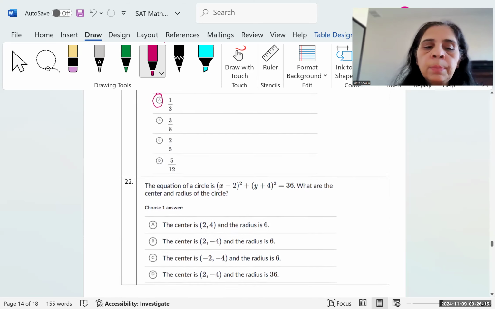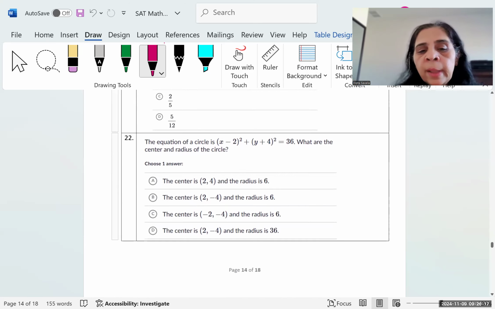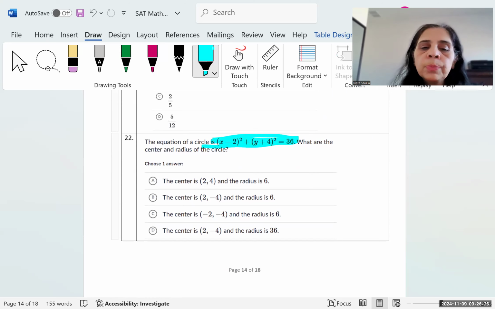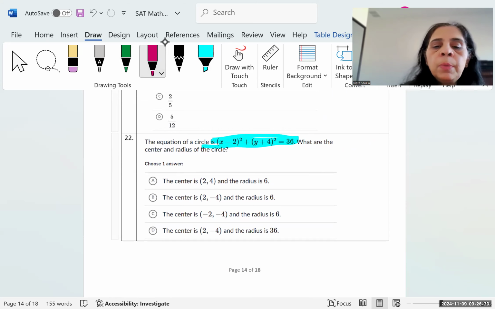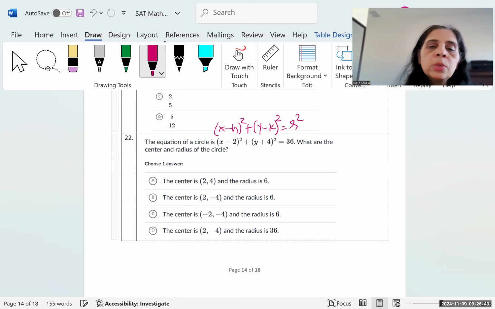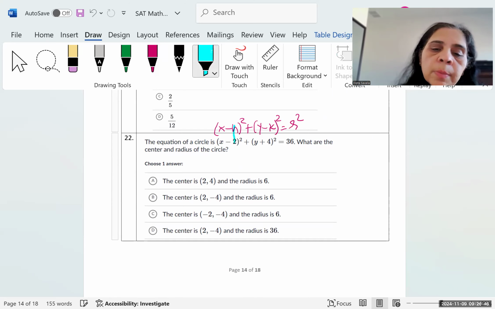All right, let's see number 12. The given equation of a circle is in standard form. Look at this, it's already given in that form. What are the center and radius? Before I do anything, I will write down this equation on top of the standard form. We know the center is (h, k) and the radius is r. So now we just need to compare and find h.